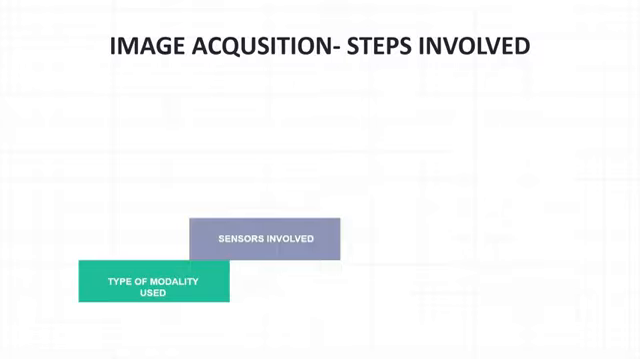Next one, what are the sensors available or involved while capturing the image? Like, is it a linear sensor or an array type of sensor? It depends. Each type of sensor is utilized in the device to capture an image. Next one, as I said earlier, application type.